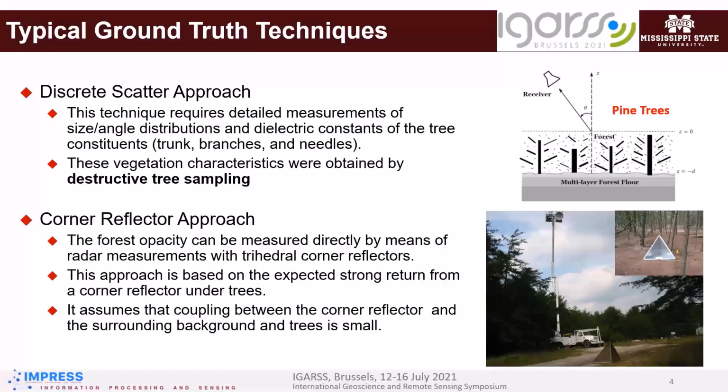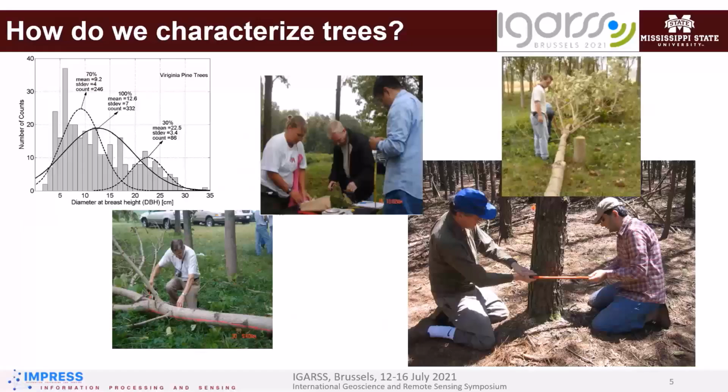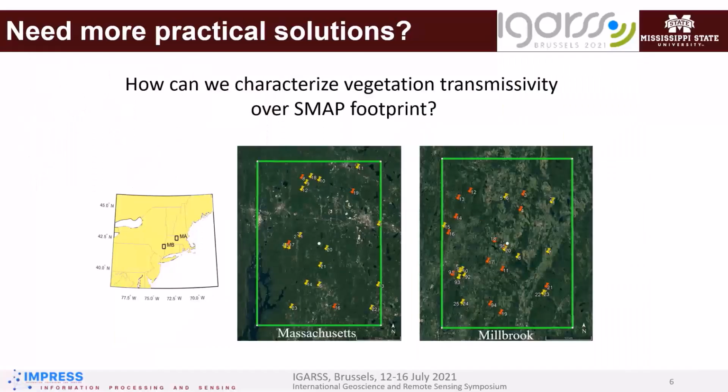These techniques are well suited for a small-scale field experiment. However, they are time-consuming and laborious for large area validation efforts. Destructive tree sampling requires cutting down the trees and taking measurements of each section of the trees. This technique takes too much time and effort and is also not good for the trees. To characterize vegetation transmissivity of a large area like 40 km resolution, we need a more practical solution.